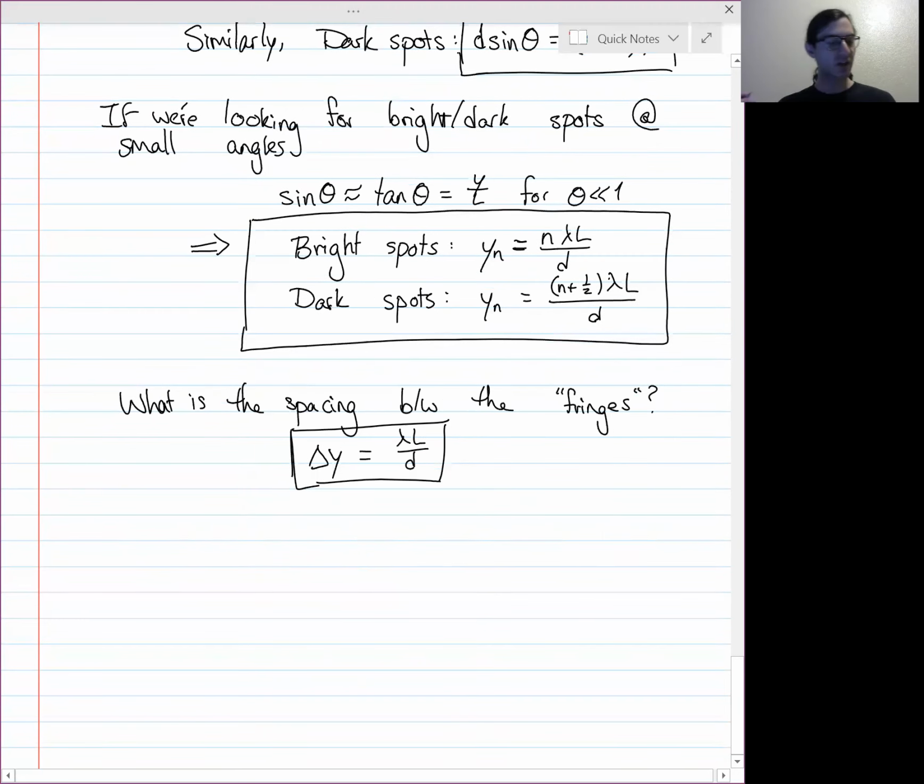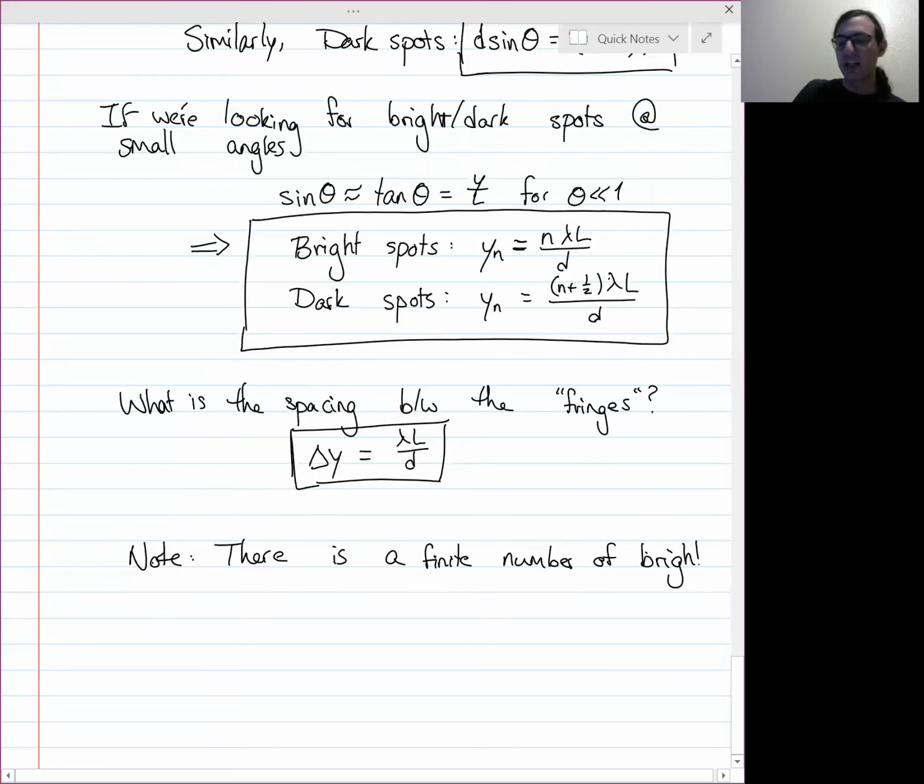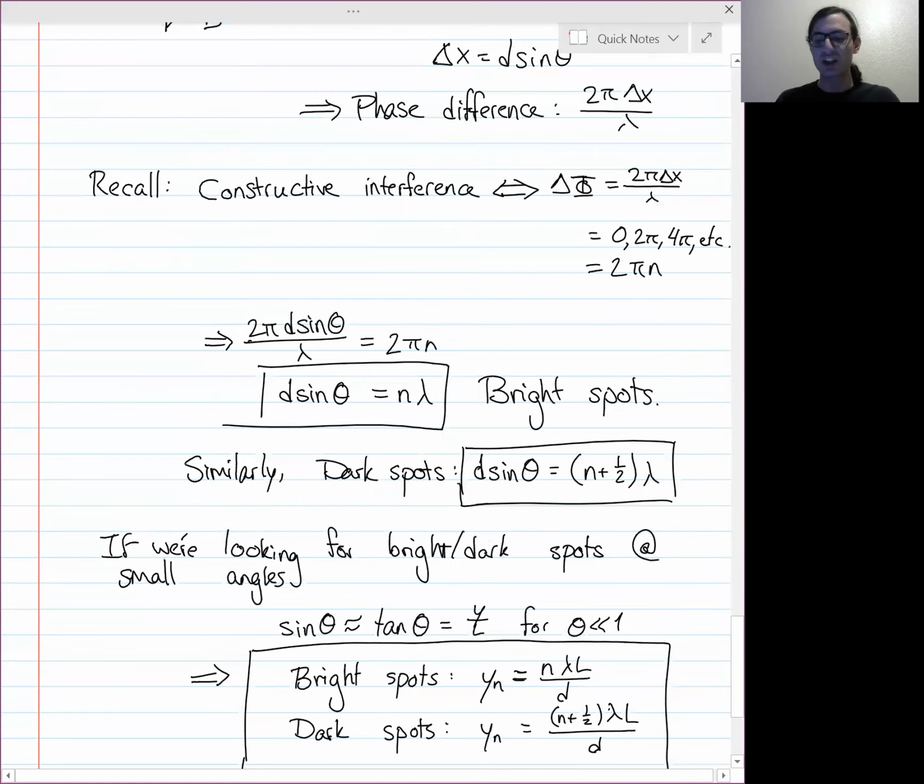However, there is something to note. There is just another fact: there is a finite number of bright spots. You can't just keep increasing n in that formula, because eventually that formula fails to work. Once the angle gets large, i.e., once the value of y gets large, the approximation fails. So why is there a finite number of bright spots? Well, let's look back at the original formula for the bright spots. This is d sine theta equals n lambda.